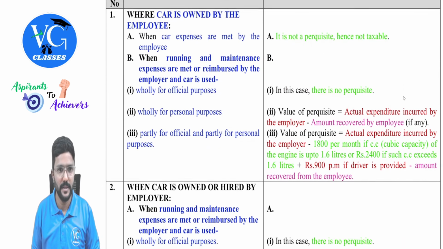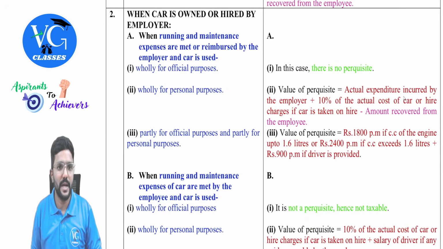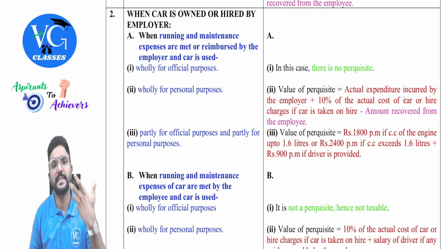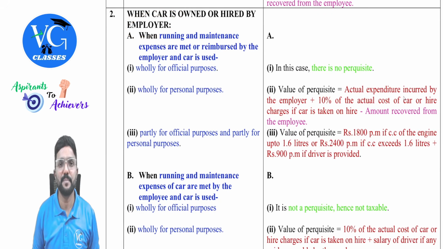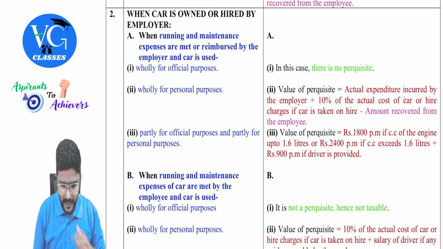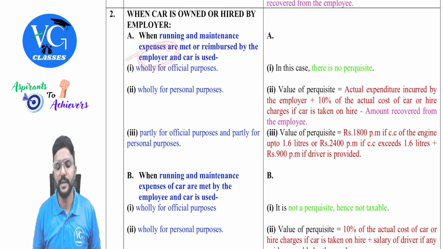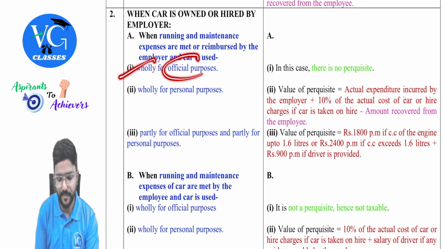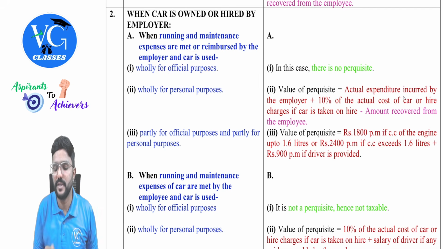Okay, fine. Next, car is owned or hired by employer. Now let us see who is incurring the expenses and for what purpose the car is used. Expenses are incurred or reimbursed by employer. Check for what purpose the car is used. Wholly for office purpose, that means the employee is not getting any benefit, so it is not taxable as perquisite.